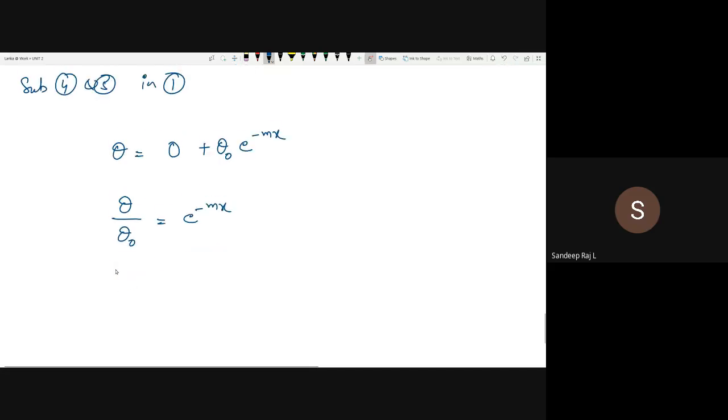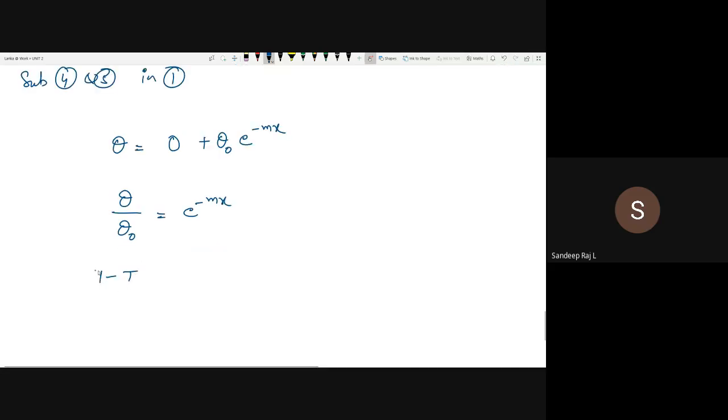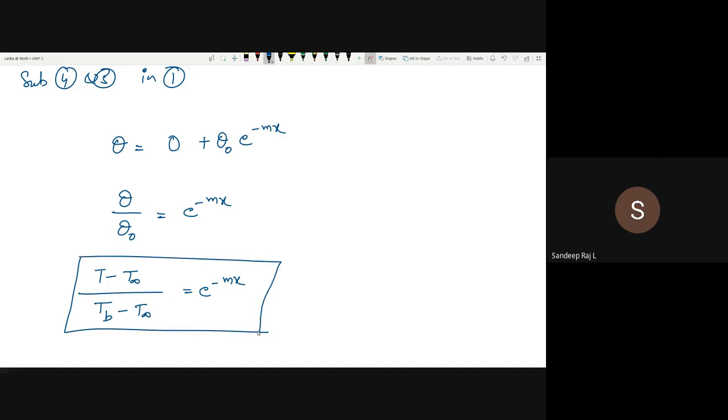Theta by theta naught. What is theta? Theta is T minus T infinity, our assumption. Theta naught is TB minus T infinity. That is equal to e power minus mx. So this is what we got, the temperature variation. It is like the previous thing that we have done for the slab, cylinder, composite slab, composite cylinder, and composite sphere. The same thing we are doing here, but the difference is the variation of the temperature. Here it is an exponential temperature variation.